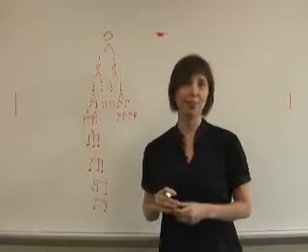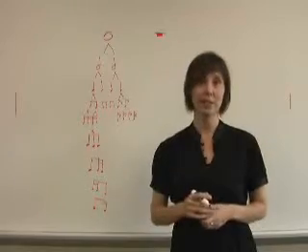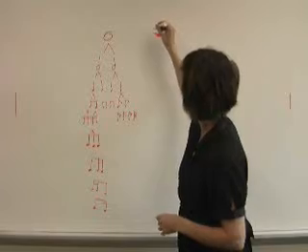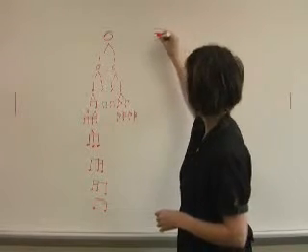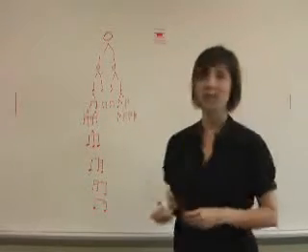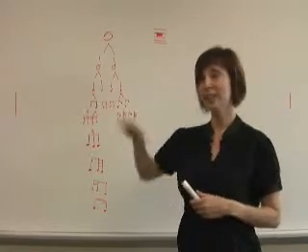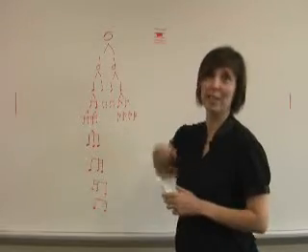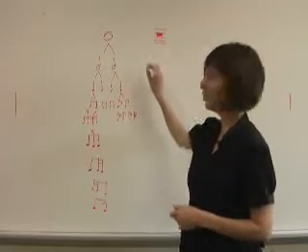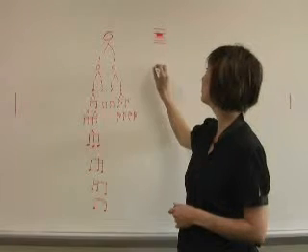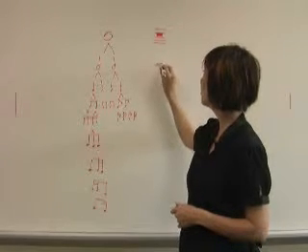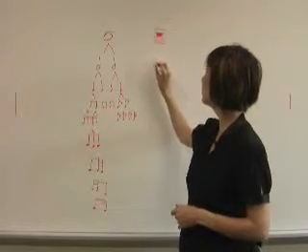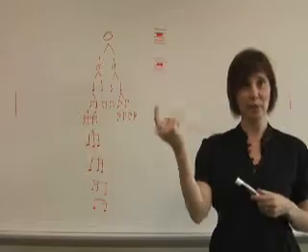When written by itself, this is what a whole rest looks like. Normally on a staff, you'll find the whole rest on the second line below the top. You notice that the whole rest is hanging down. The half rest looks very similar. The half rest is sticking up.